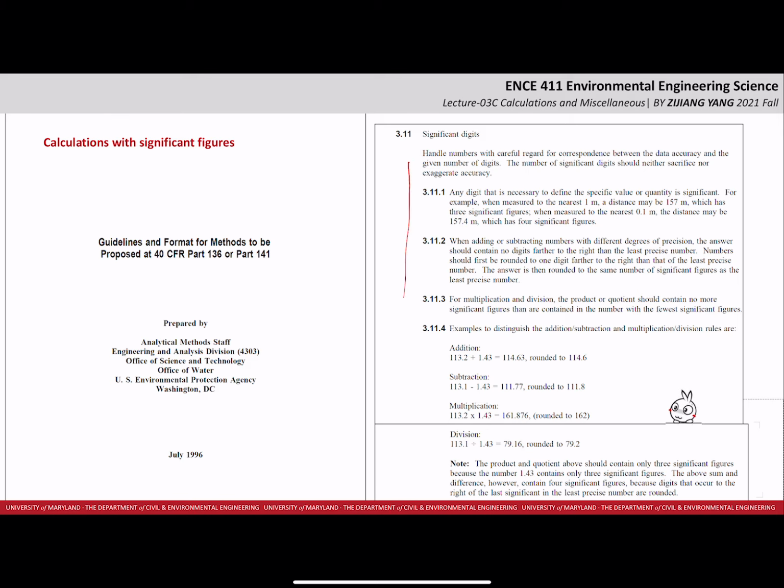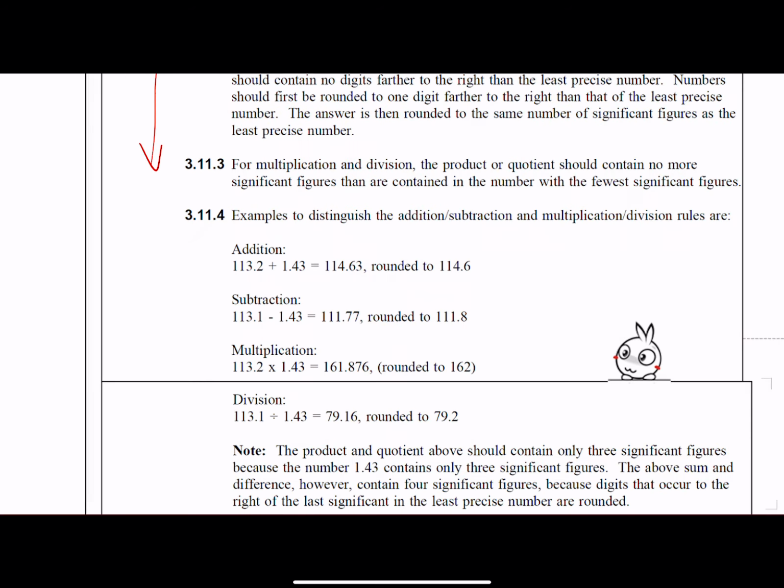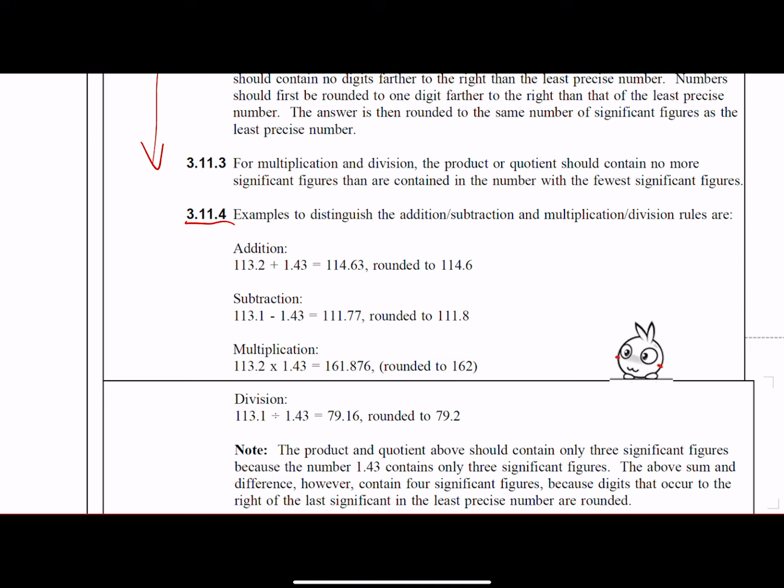So there are some definitions, but I'm not going to read them. I'm just going to go through some of the rules, like examples. So we can see for the first case, for the addition, this one has 4 significant figures, and this one only has 3. If we do the addition, we will have this one. In this case, this has 1 digit after the decimal point, and this has 2 digits after the decimal point. So we only keep 1 digit. So we will report this value.